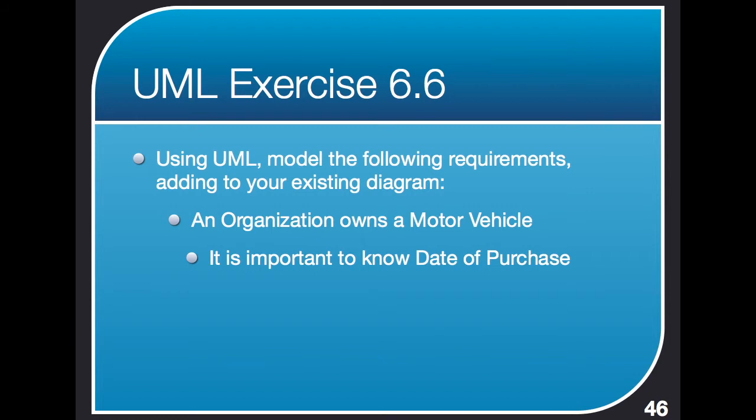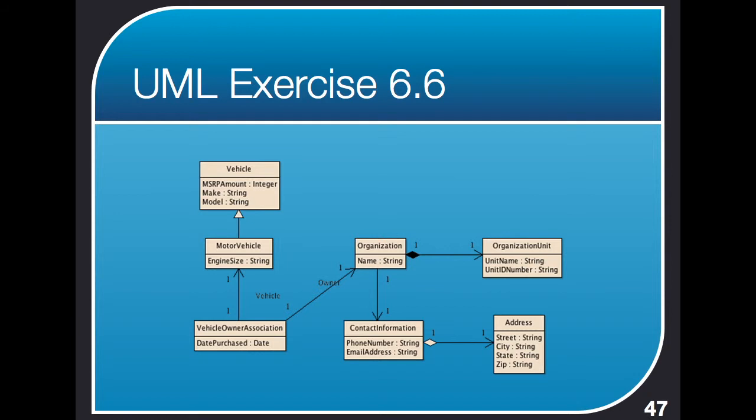Exercise 6, using UML, model the following requirements, adding it to your existing diagram. An organization owns a motor vehicle, and it is important to know the date of purchase. In other words, there is information about that ownership relationship. So quickly model that. And here's our solution.